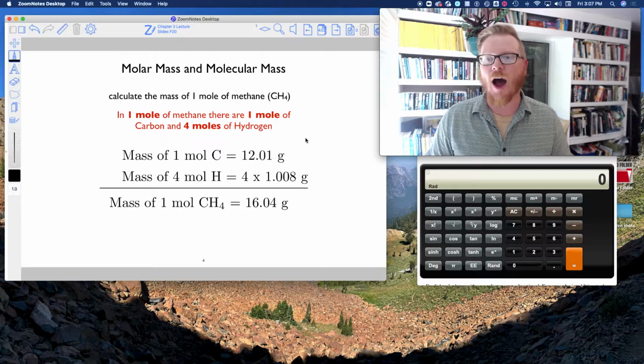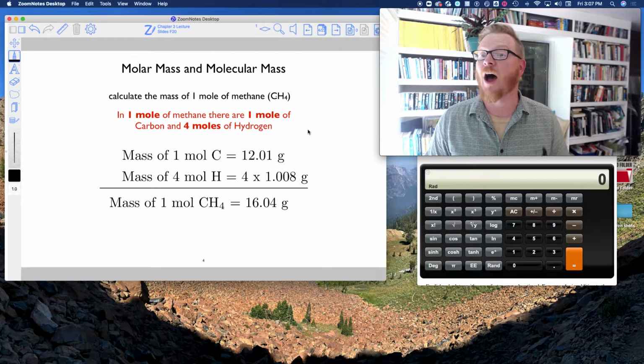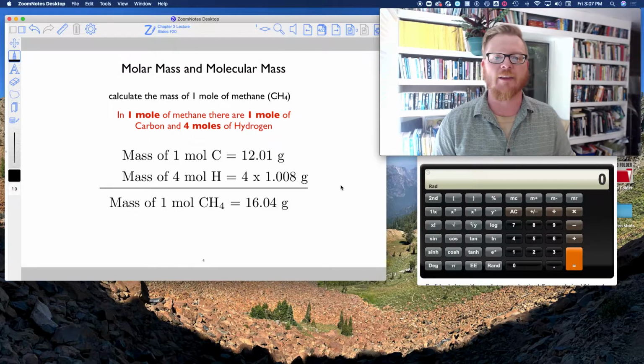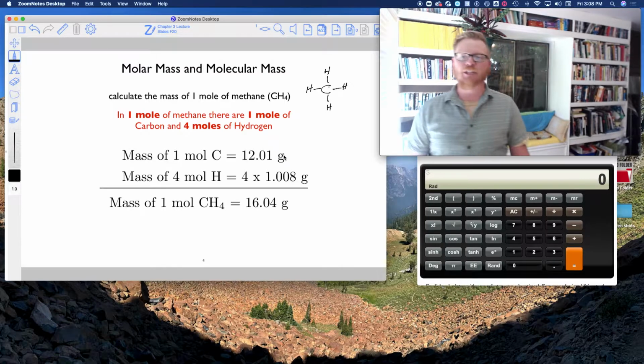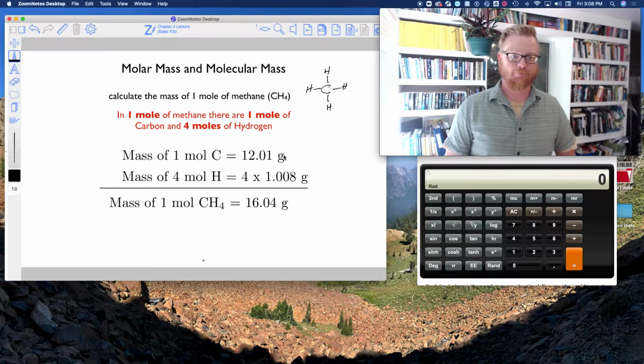2 non-metal atoms, right? Look at your table. Carbon and hydrogen are both non-metals. So this is covalent. It looks something like this: a carbon with 4 hydrogens all surrounding it. That's natural gas, methane. Okay?